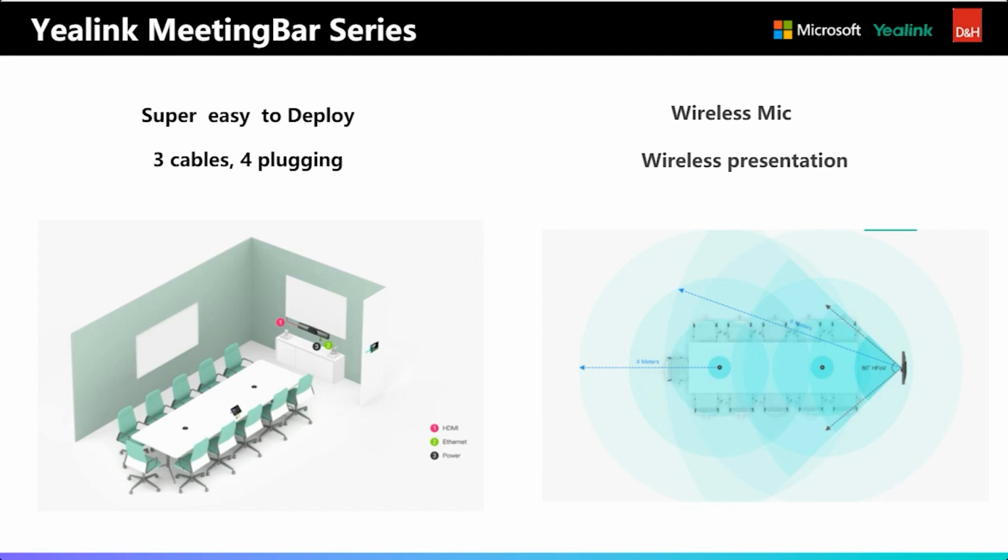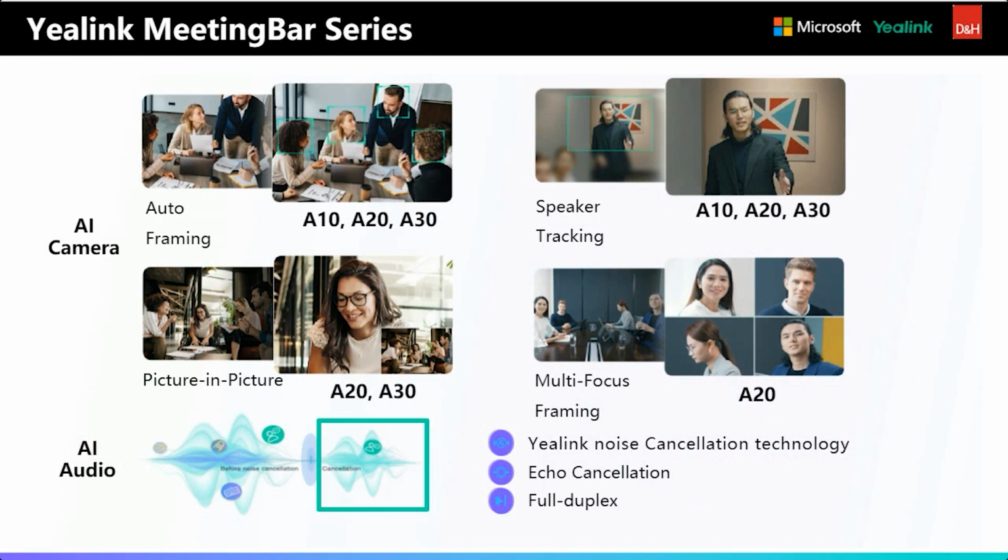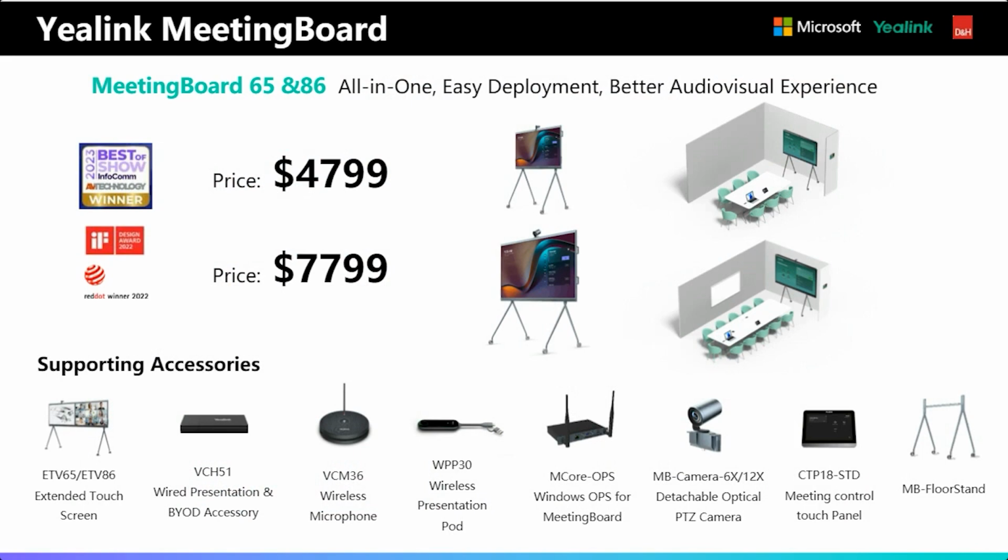And then we'll show the wireless microphone and wireless presentation coverage, covering the boardroom, the larger room, and different sizes of room. Then there are the AI features. Don't worry, guys, I will show you a live demo later so you can see how these AI features look. I will just give you a brief introduction: auto framing, speaker tracking, AI audio, and multi-focus. You will see them later in the live demo.